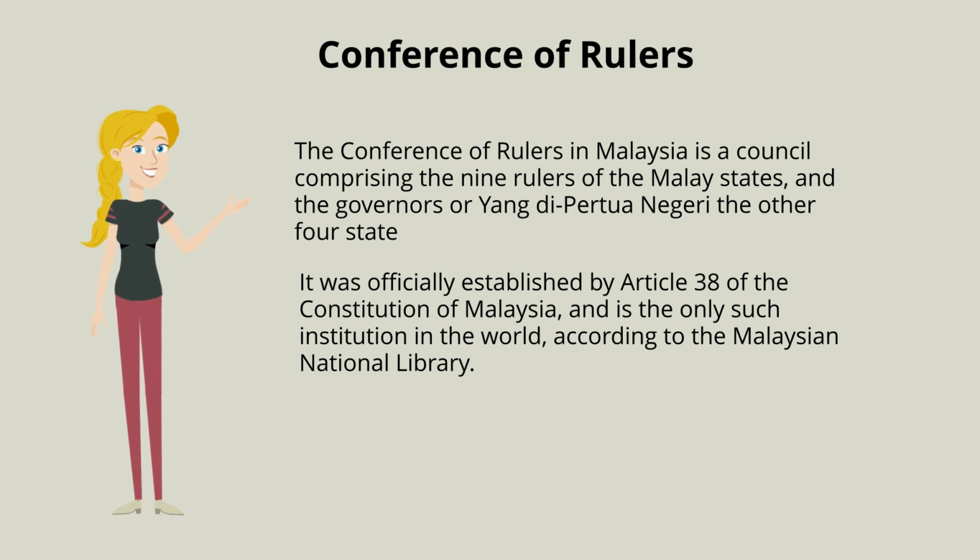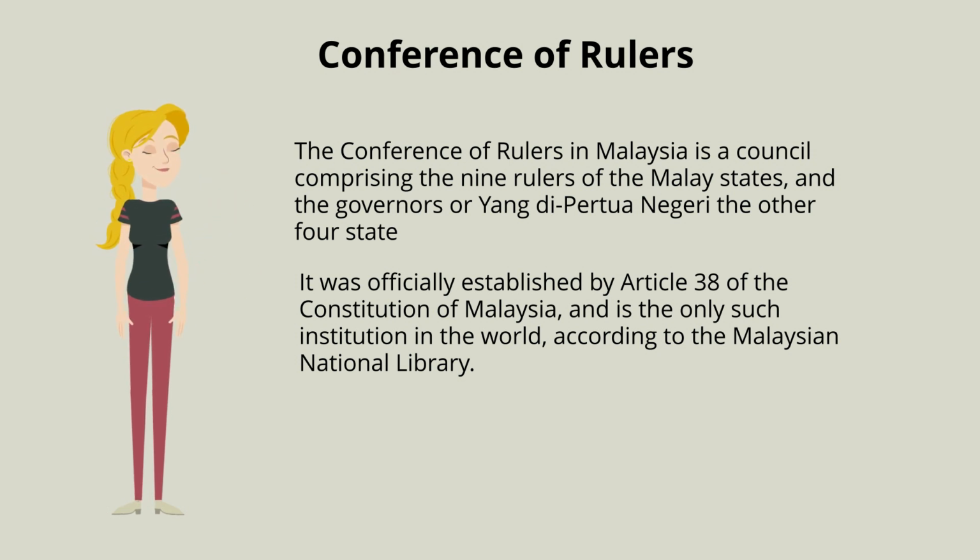The Conference of Rulers in Malaysia is a council comprising the 9 rulers of the Malay states and the governors or Yang di-Pertuan Negeri of the other 4 states. It was officially established by Article 38 of the Constitution of Malaysia and is the only such institution in the world according to the Malaysian National Library.